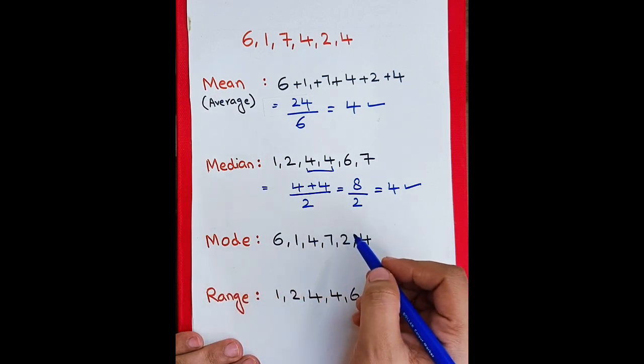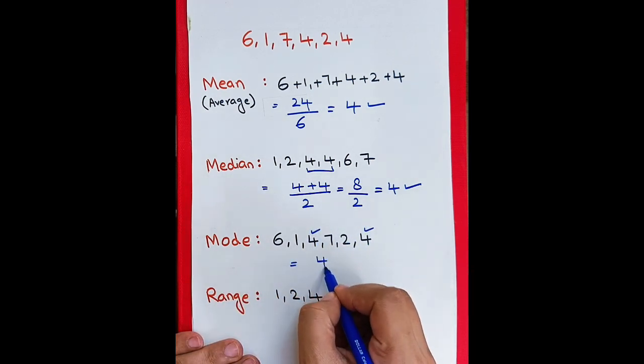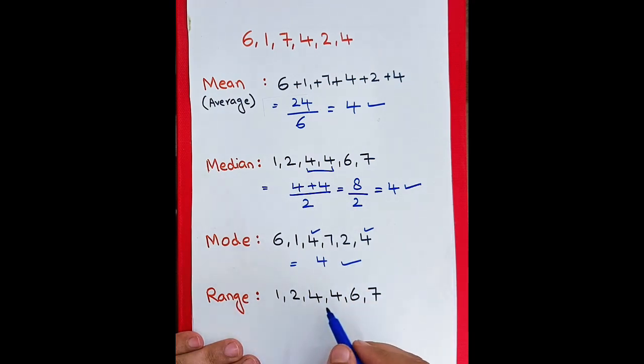Mode is the repetitive number, so 4 is repeating 2 times, so here the mode is 4. Range is again you have to arrange the numbers in ascending order, so that the bigger number will be subtracted by the smaller number and you will get the range.